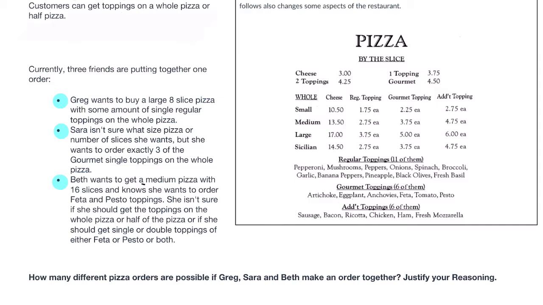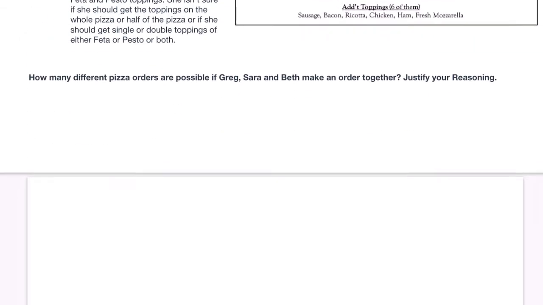First, we've got Greg. He wants to buy a large 8-slice pizza with some amount of single regular toppings on the whole pizza. Okay, so let's keep track of this. We've got Greg first, and the size is the first consideration, then the slices, and then the toppings. So these are the three things we're considering on the pizza.